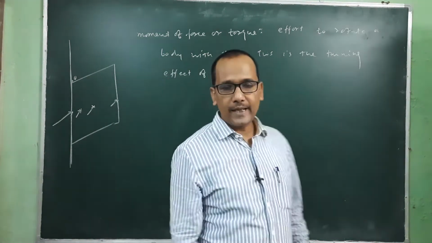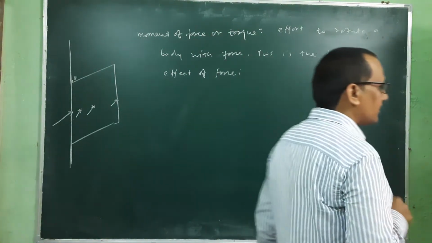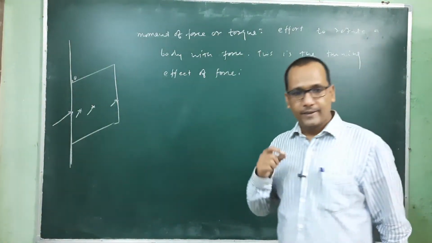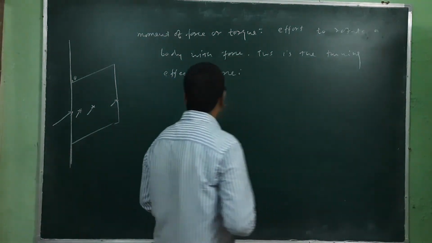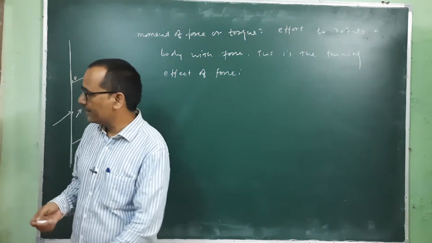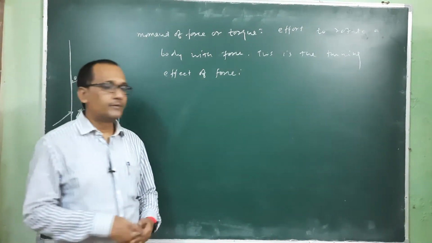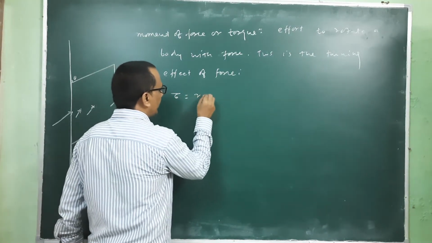So this torque is actually the turning effect of force. When we apply a force to rotate any body, and it starts rotating, turning along a particular axis, that turning effect is known as torque. Mathematically, this tau is written as equivalent to R multiplied by F.